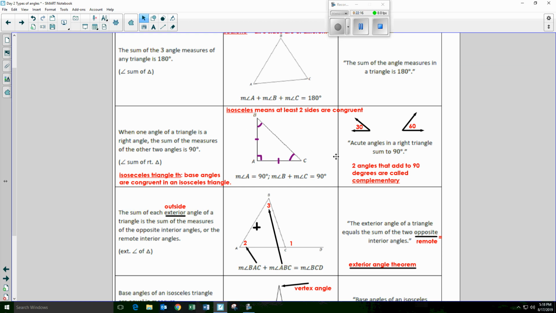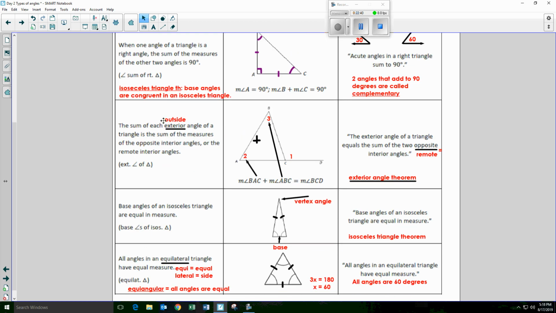Okay, some more vocab. Now remember, just like supplementary, any two angles add to 180. Complementary, any two angles add to 90. So here's an example. Here's an angle over here, 30. Here's an angle over here, 60. Those two add to 90, so they would be complementary angles. They do not have to be adjacent. They don't have to be touching, next to each other. Remember, adjacent means next to. They're not next to.